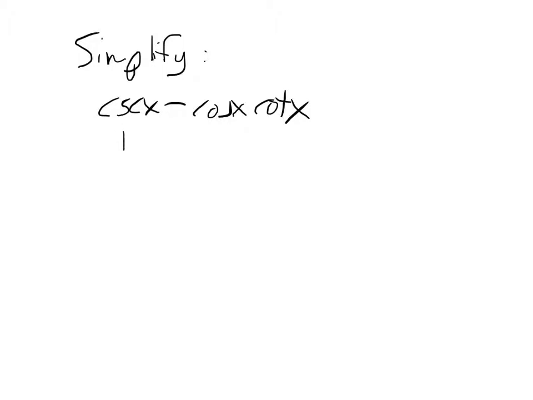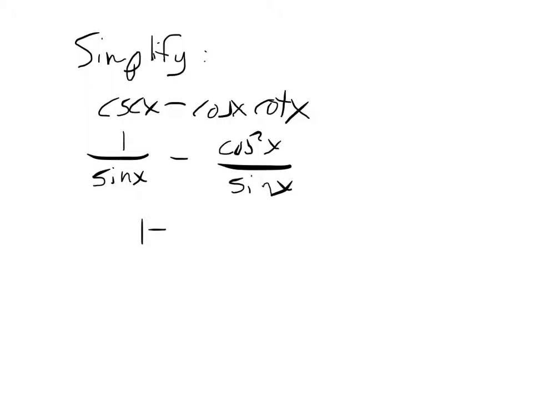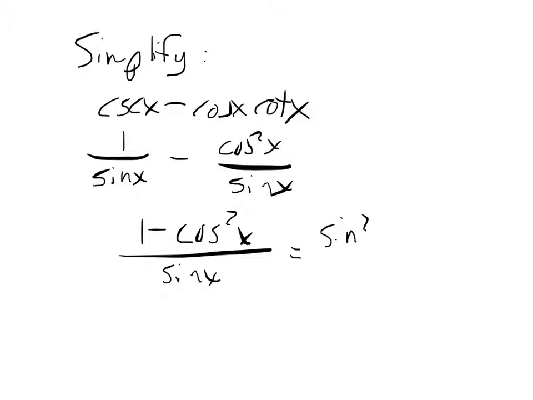Cosecant would be a reciprocal of sine, so that's 1 over sine x, minus cotangent is cosine over sine, so that's going to give me a cosine squared x over sine x. I have a common denominator, so I've got 1 minus cosine squared x over sine x. And my Pythagorean relationship indicates that 1 minus cosine squared is sine squared, so I'm looking at sine squared x over sine x, which will simplify to sine x.